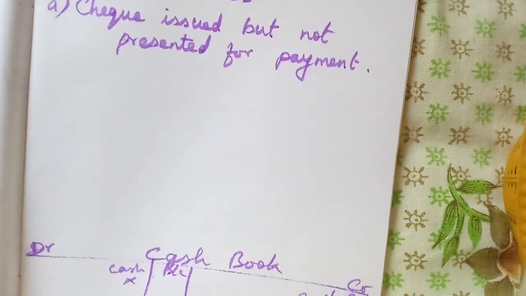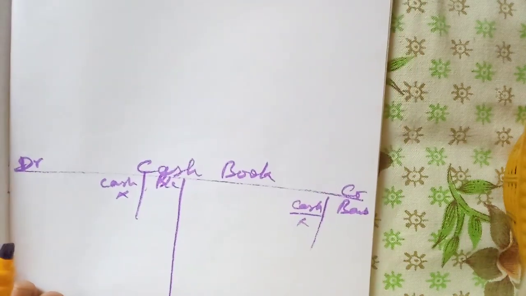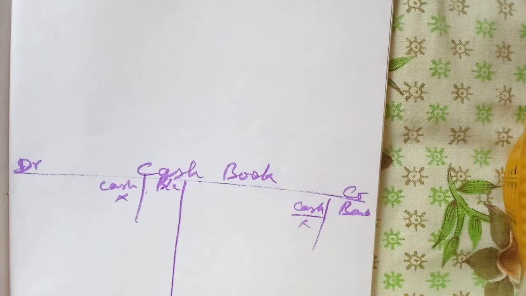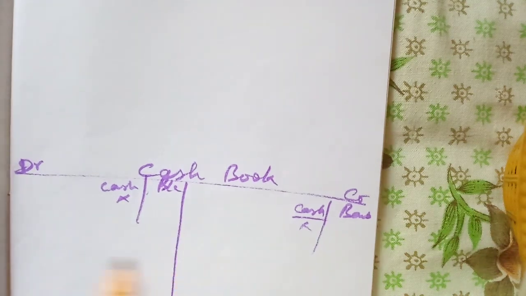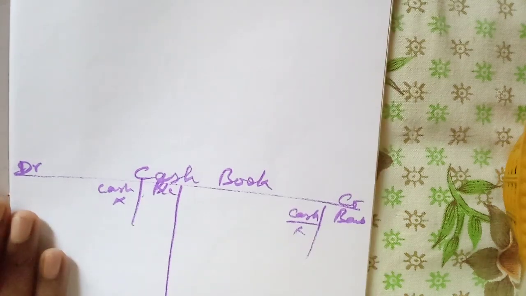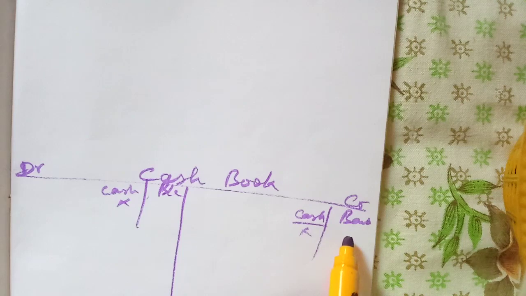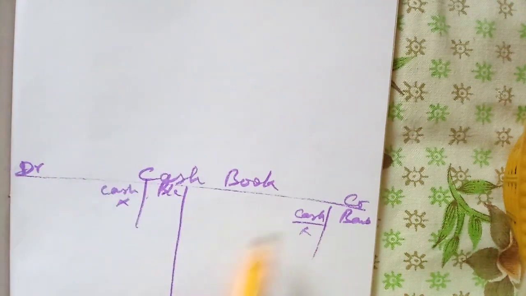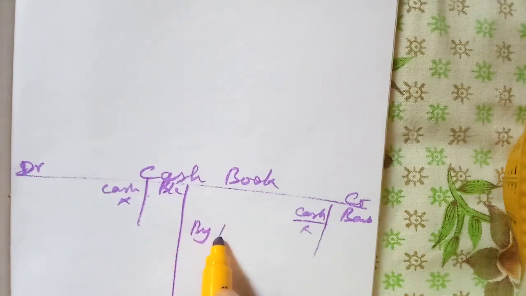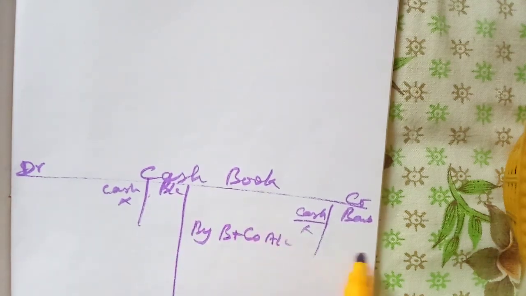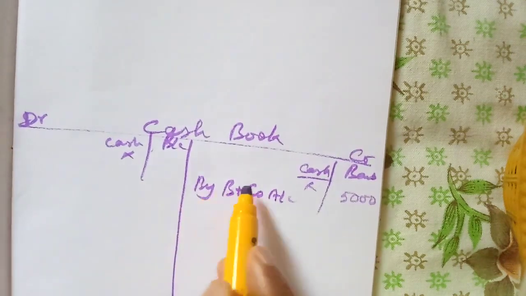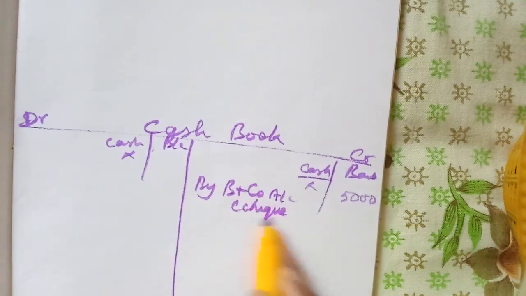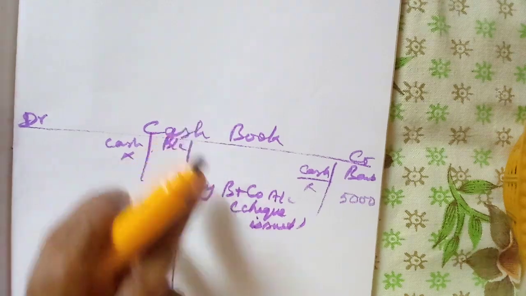When we issue a check to our suppliers, the suppliers will receive the check. So for example, we are A and Co, they are B and Co. So B and Co company receive and our bank will be credited, isn't it? So B and Co account debtor to bank. So we will write by B and Co account. Okay, if it is 5,000, we are writing like this. When we issue the check, we are entering it in the cash book.